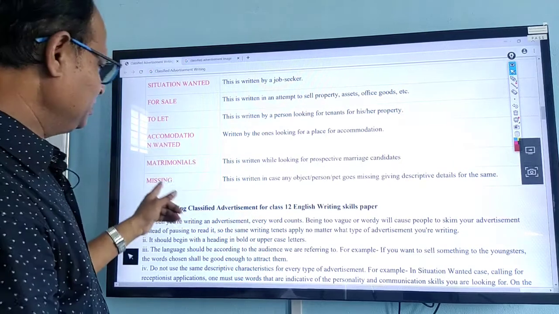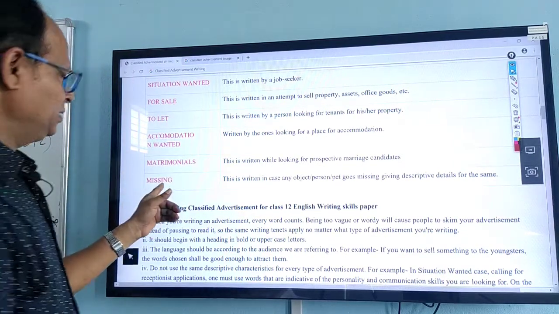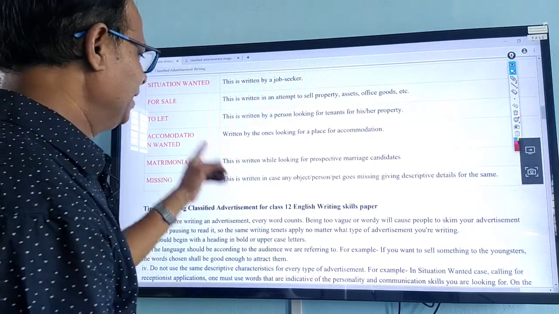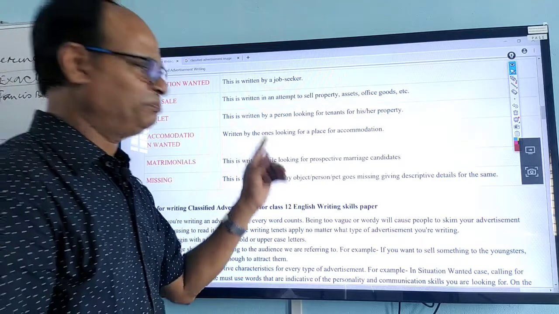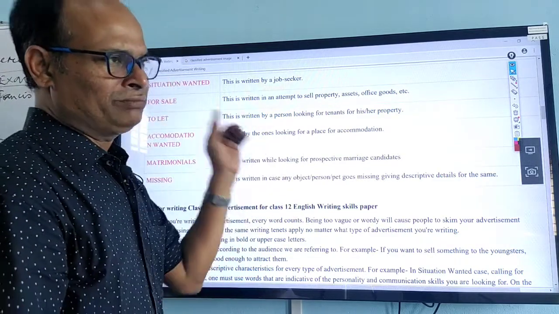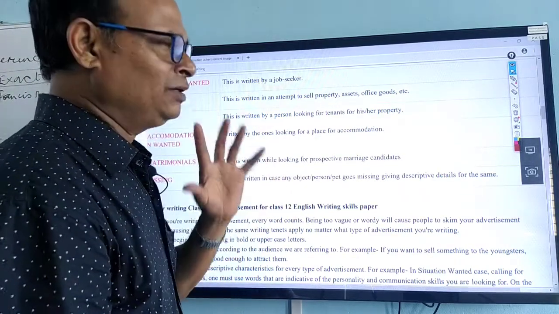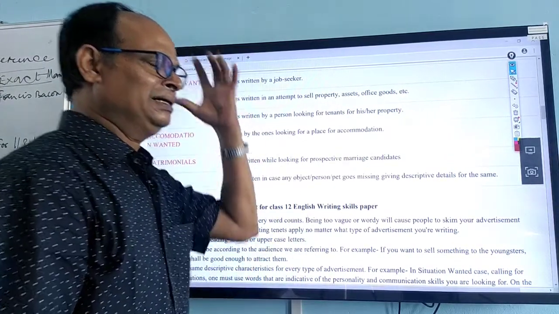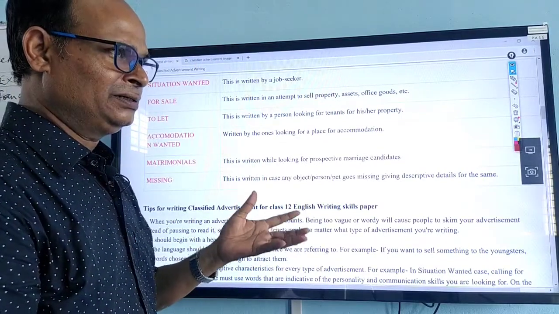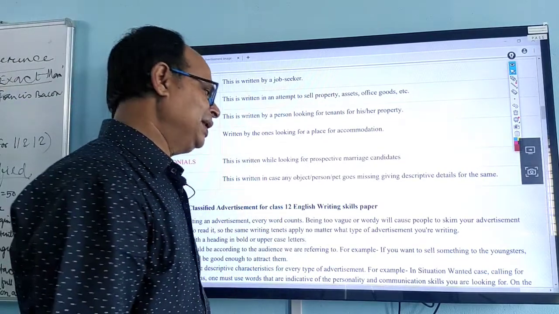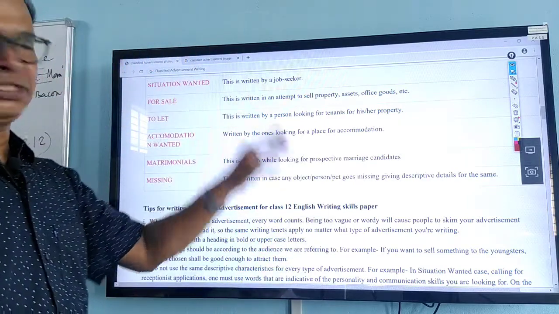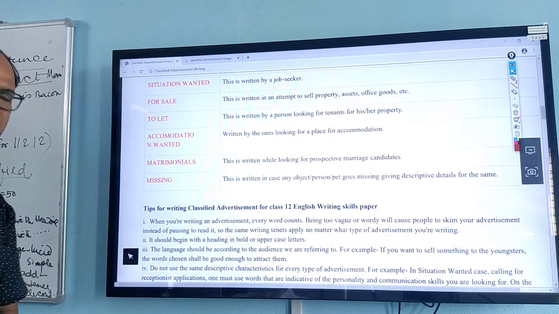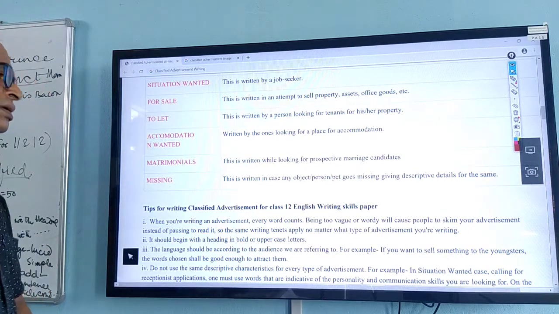Another category is the missing category. When a particular person is missing, then the advertisement is given, and in that case the description of the person, the distinguishing mark, the kind of dress he was wearing, his height, color, and when he was seen for the last time, all these things are to be mentioned when you are giving the advertisement for the missing column of a reputed newspaper.